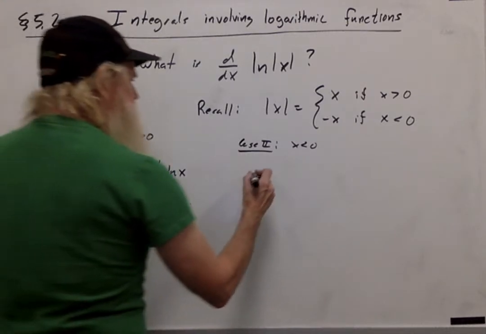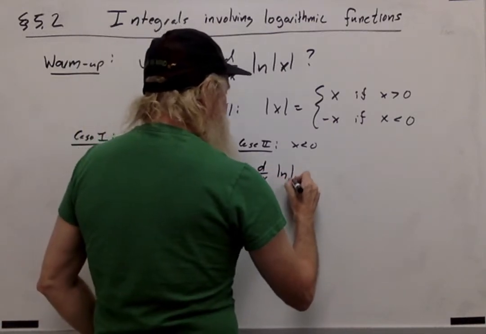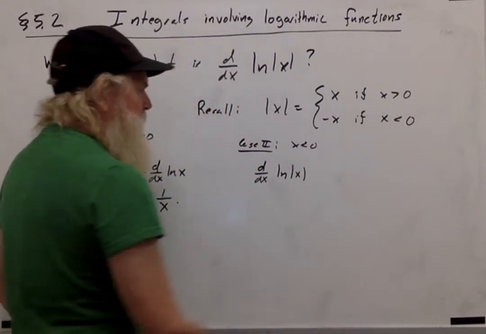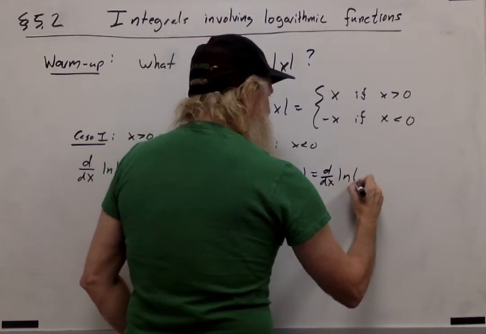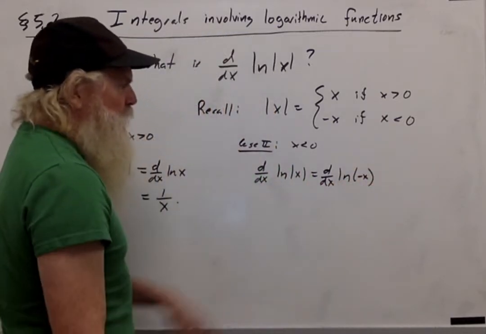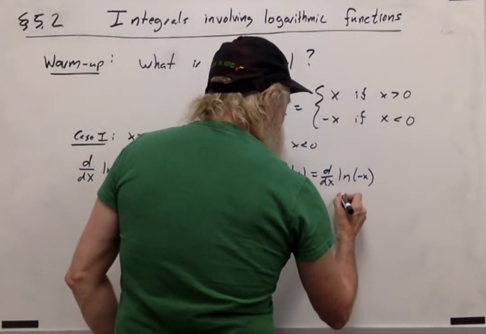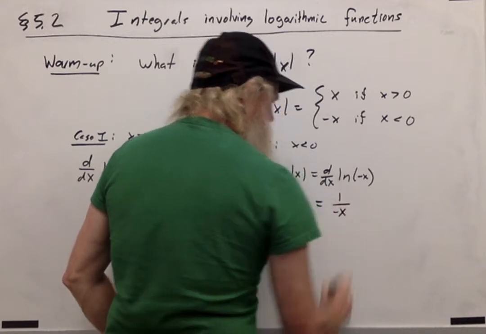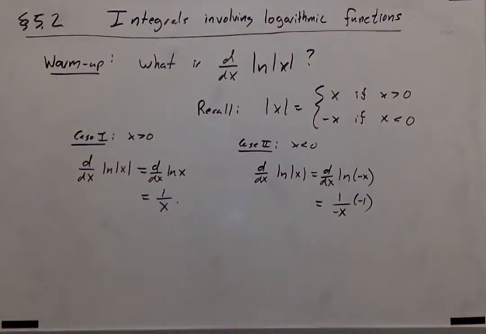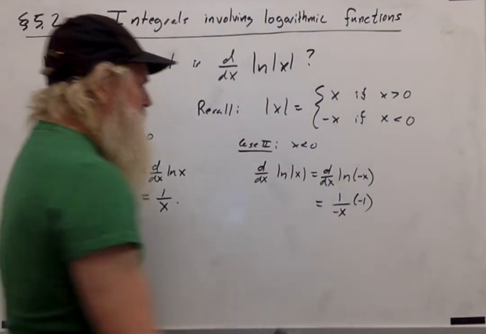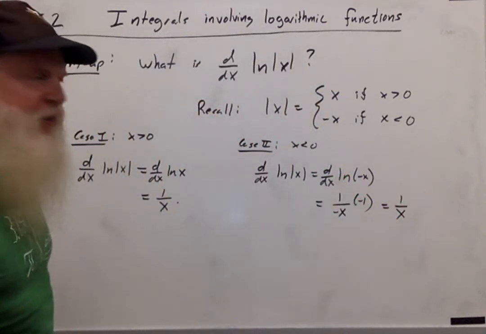Now let's look at case 2. Let's see what happens when you take the derivative with respect to x of natural log of absolute value of x when x is a negative number. Well, if x is a negative number, then the absolute value of x is the opposite of x. So if I want to differentiate this, I need to use the chain rule. So I'll get 1 over negative x times the derivative of the inside, which is negative 1. Remember, the derivative of log u is u prime over u. Well, look at that. That gives you 1 over x also.